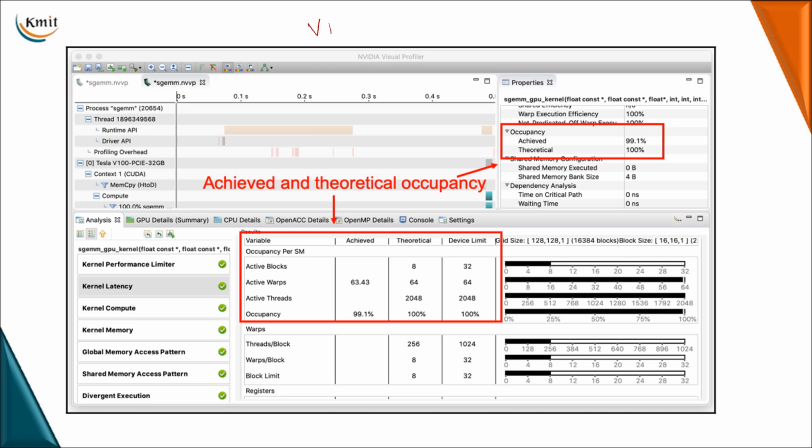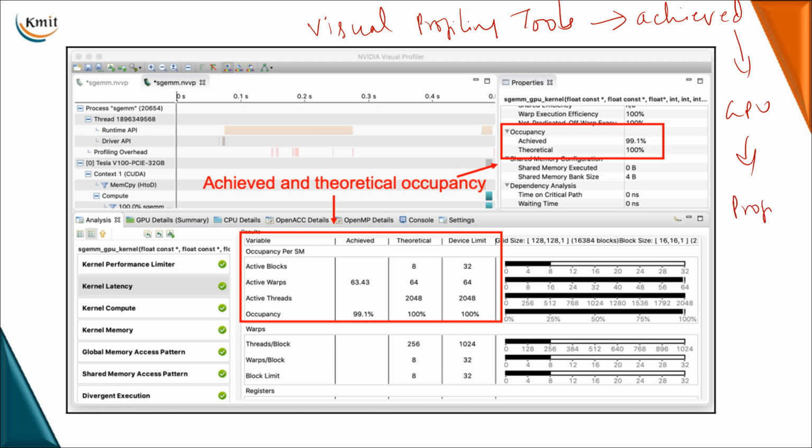Now, we even have visual profilers, the NVIDIA Visual Profiler or some other graphical tools, which we call profiling tools. Using profiling tools, we calculate the achieved occupancy. We make the GPU work on a particular program and check what efficiency it gives. That is your achieved occupancy. As you can see, this is one of the profiling tools, which gives me both the achieved occupancy as well as the theoretical occupancy. Theoretically they claim it should be 100%, but achieved occupancy is only 99.1.